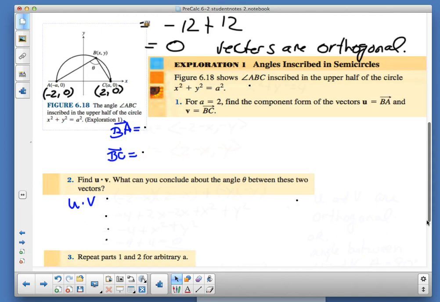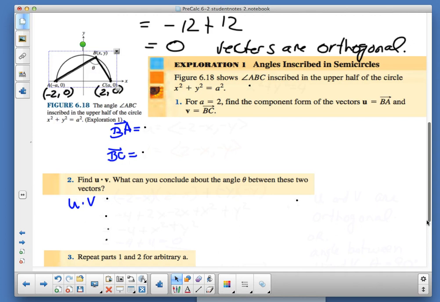So I'm saying right now, this is already 90. And we're going to step through and talk about working with dot products and see what the results are. It's a 90-degree angle right now, at least these two vectors meet at a 90-degree angle. If I were to make A 2 for my radius, I've got -2, 0, and 2, 0. I'm asking here, find the component form of the vectors u and v. Remember, head minus tail? And I'm asked to go from B to A.